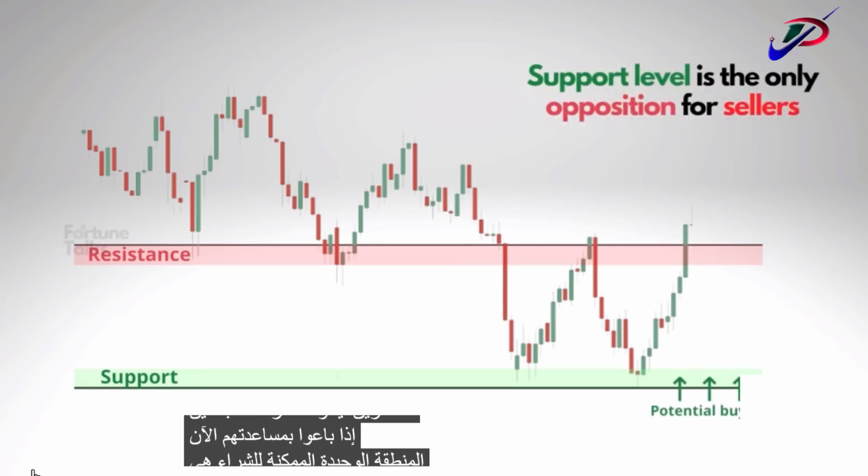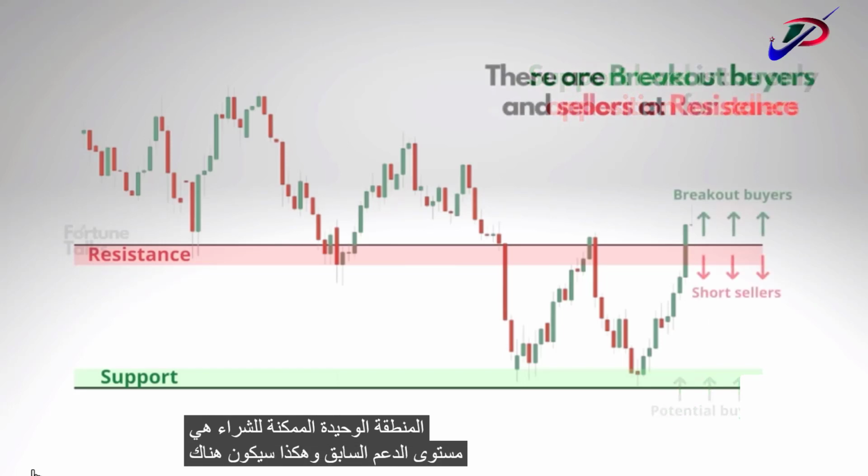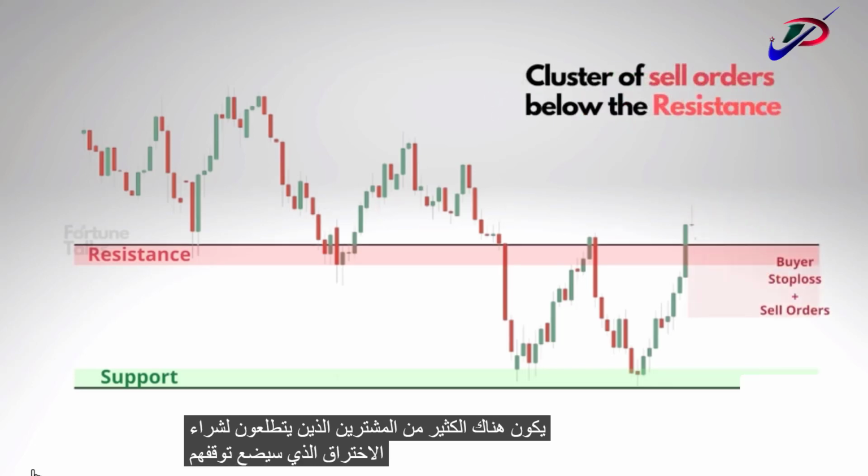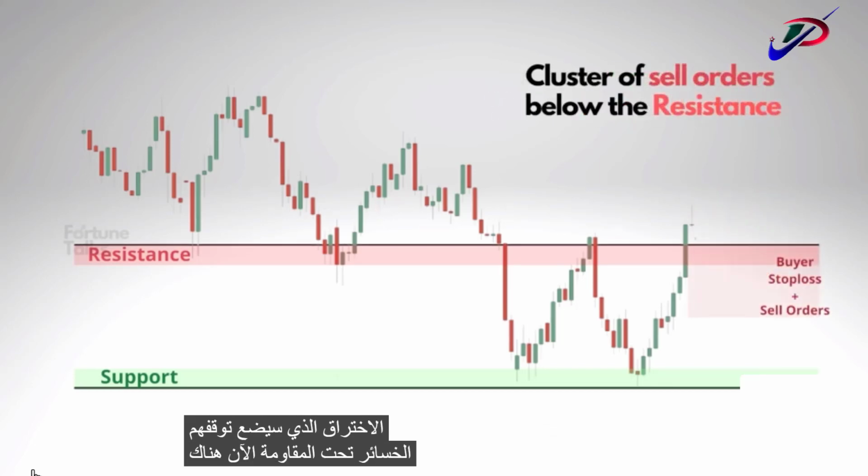Now the only possible area for buying is the previous support level, and so there will be a lot of sellers waiting at the resistance to sell, and also there will be a lot of buyers who look to buy the breakout, who would place their stop losses below the resistance. Now there is a cluster of sell orders below the resistance by both the sellers and the buyers.